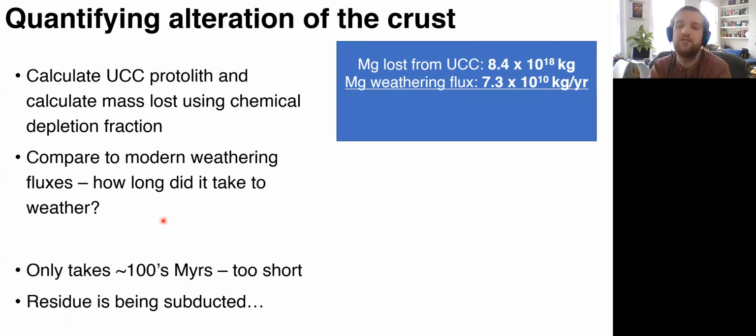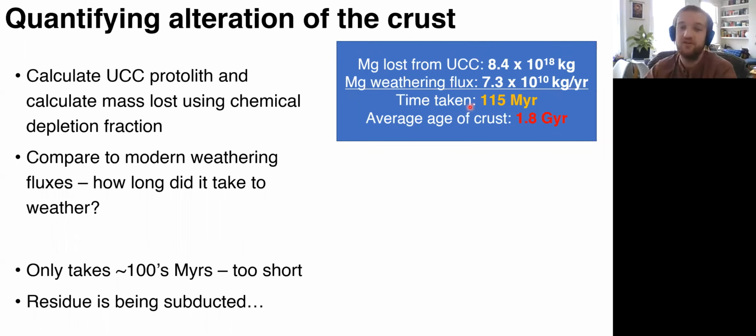So if this is how much the continents have been weathering at the present day rate, let's just assume for now that that's been going on over the entire history of the Earth, broadly more or less the same. Okay, 7.3 times 10 to the 10 kilograms per year. How long does it take at this rate to weather all of the magnesium which we think we've lost? Well, only 150 million years. And that's a problem because the average age of the continent is around 1.8 billion years old. So what that means is the continental crust is weathered, but it's actually not as weathered as you think, given its age.